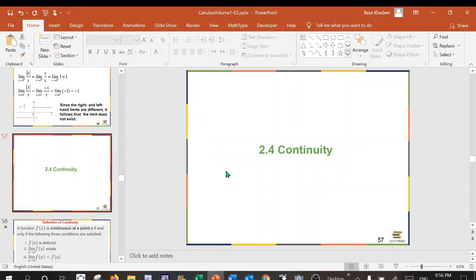So we're going to talk about continuity and the precise definition of limit. This is what we want to do. So let's start with continuity. Now, continuity in algebra was defined kind of like if you can graph a function without lifting your pen, then the function is continuous, right?